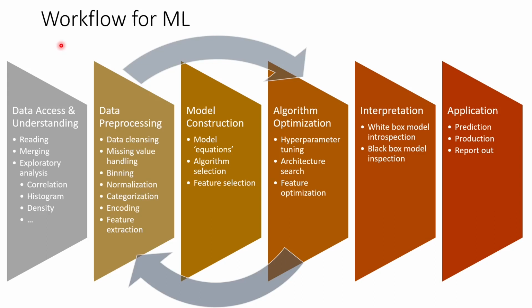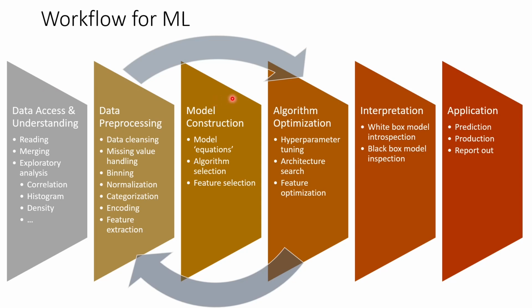In a typical ML or data science project, these are the high-level steps that are normally followed. So you have data access and understanding, data pre-processing, model construction, algorithm optimization, and once you have a good model, interpretation of the model, and finally the model rollout. In this particular video, I will just talk about the first three steps, how you can use F# Interactive and ML.NET for data access and understanding, data pre-processing, and model construction.